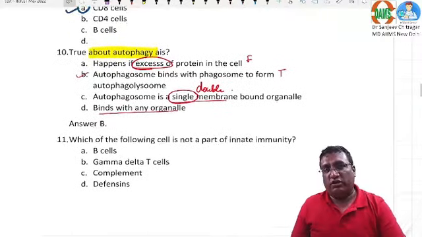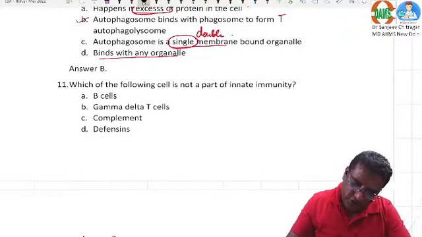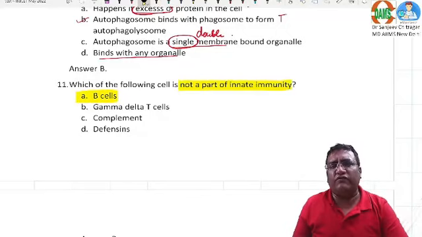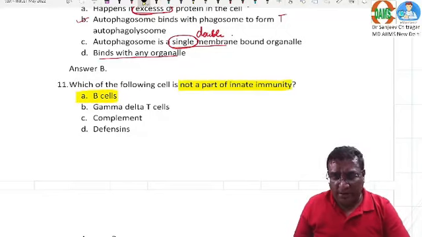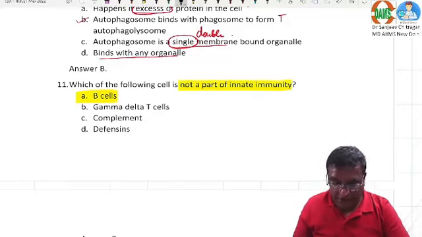It has to bind with autophagosome only. Which of the following is not a part of innate immunity? Options were variable, what I have recalled, B cells. Basically, B cells, CD4, CD8 are not a part of innate immunity. They are part of adaptive immunity.